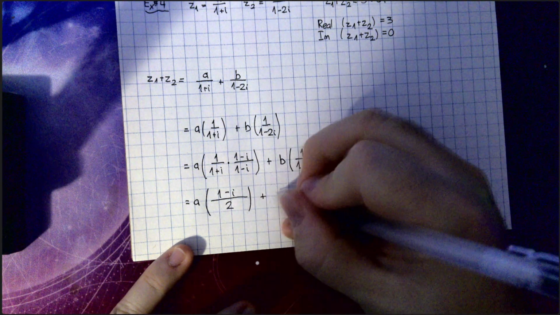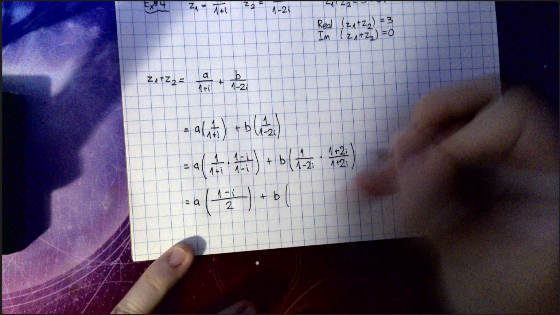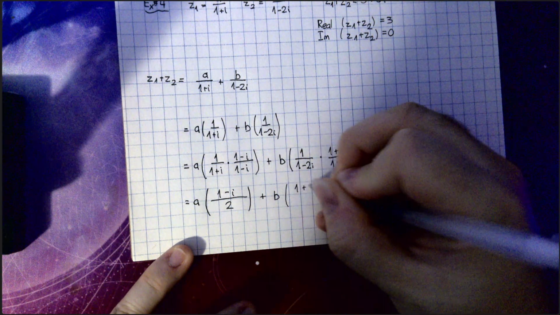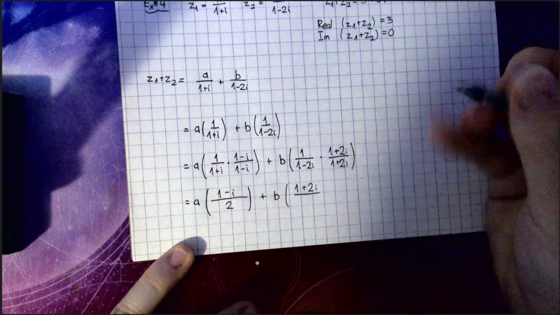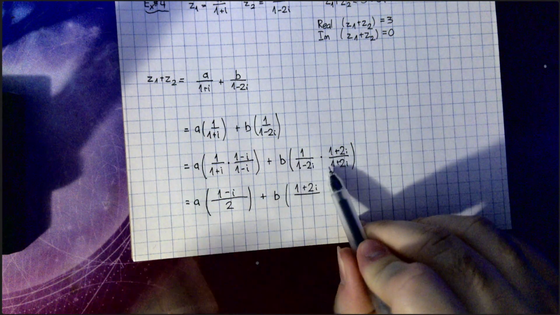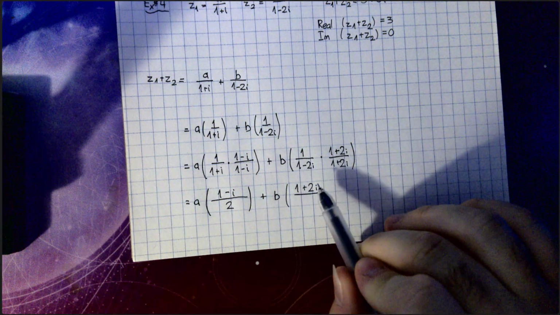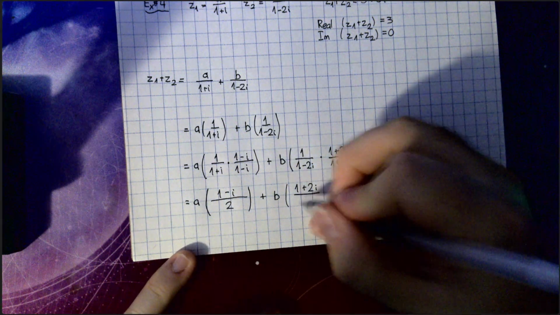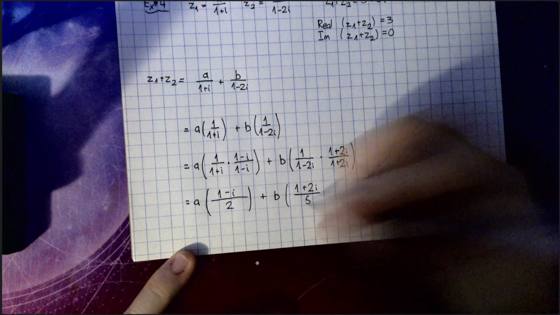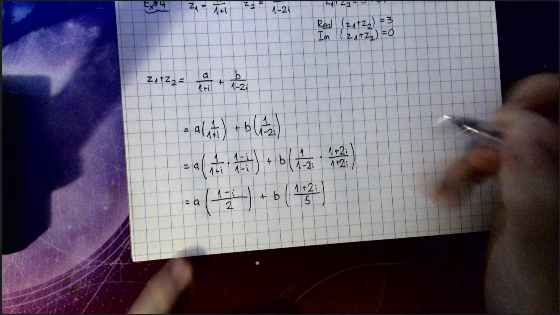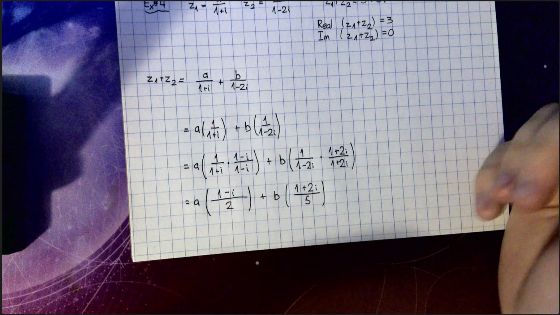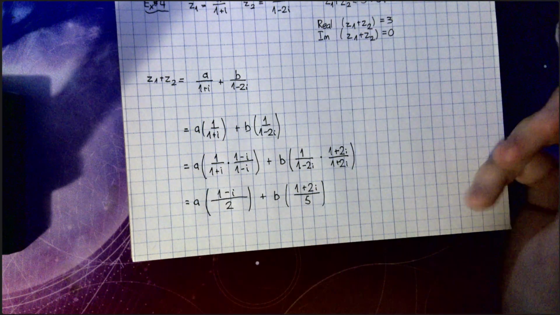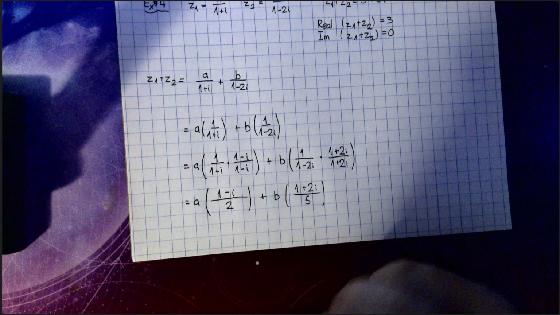Plus, and then b, this will be 1 plus 2i over, again, 1 times 1 will give me 1, and then I'm subtracting negative 4i squared. So it's going to end up giving me 5, right? Because the negatives will cancel out once I square i, and then I'm just left with 4, so then 1 plus 4 just gives me 5.